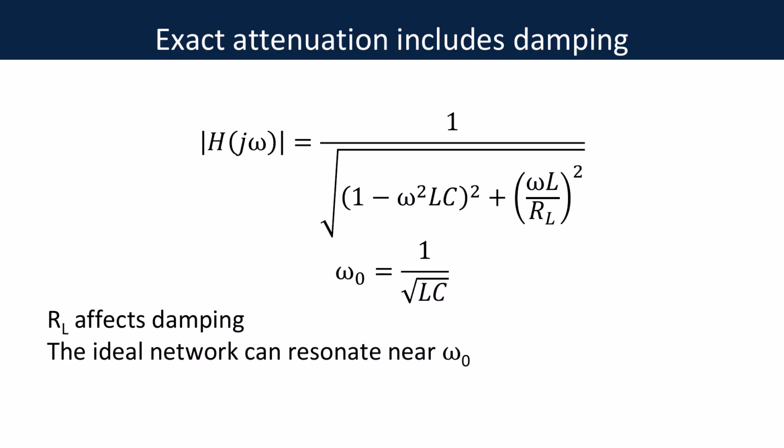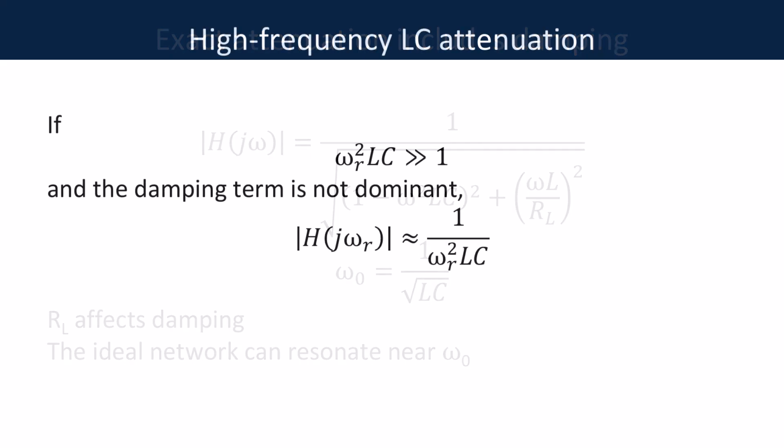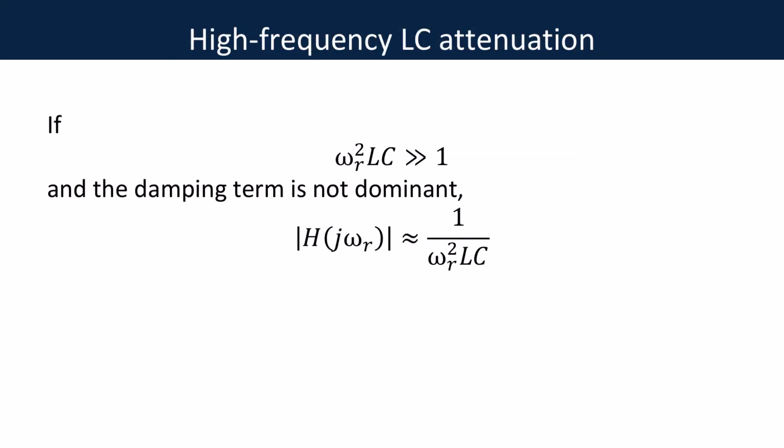A smoothing filter should therefore operate with its dominant ripple frequency well above resonance and with enough damping to prevent an excessive peak. For a well-designed smoothing filter, the ripple frequency is far above the LC resonant frequency. Then omega R squared LC is much greater than 1. If the damping term is also not dominant, the magnitude simplifies to 1 divided by omega R squared LC.